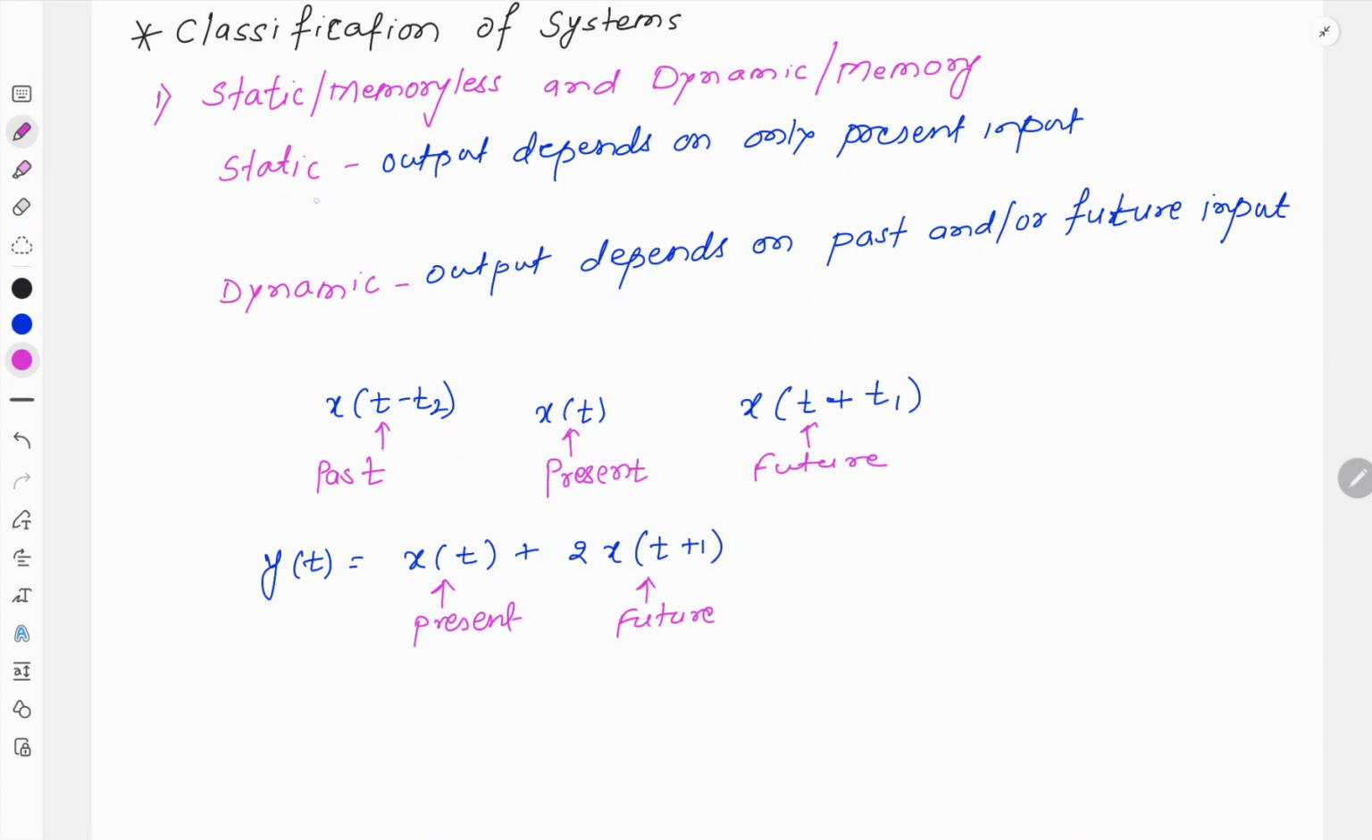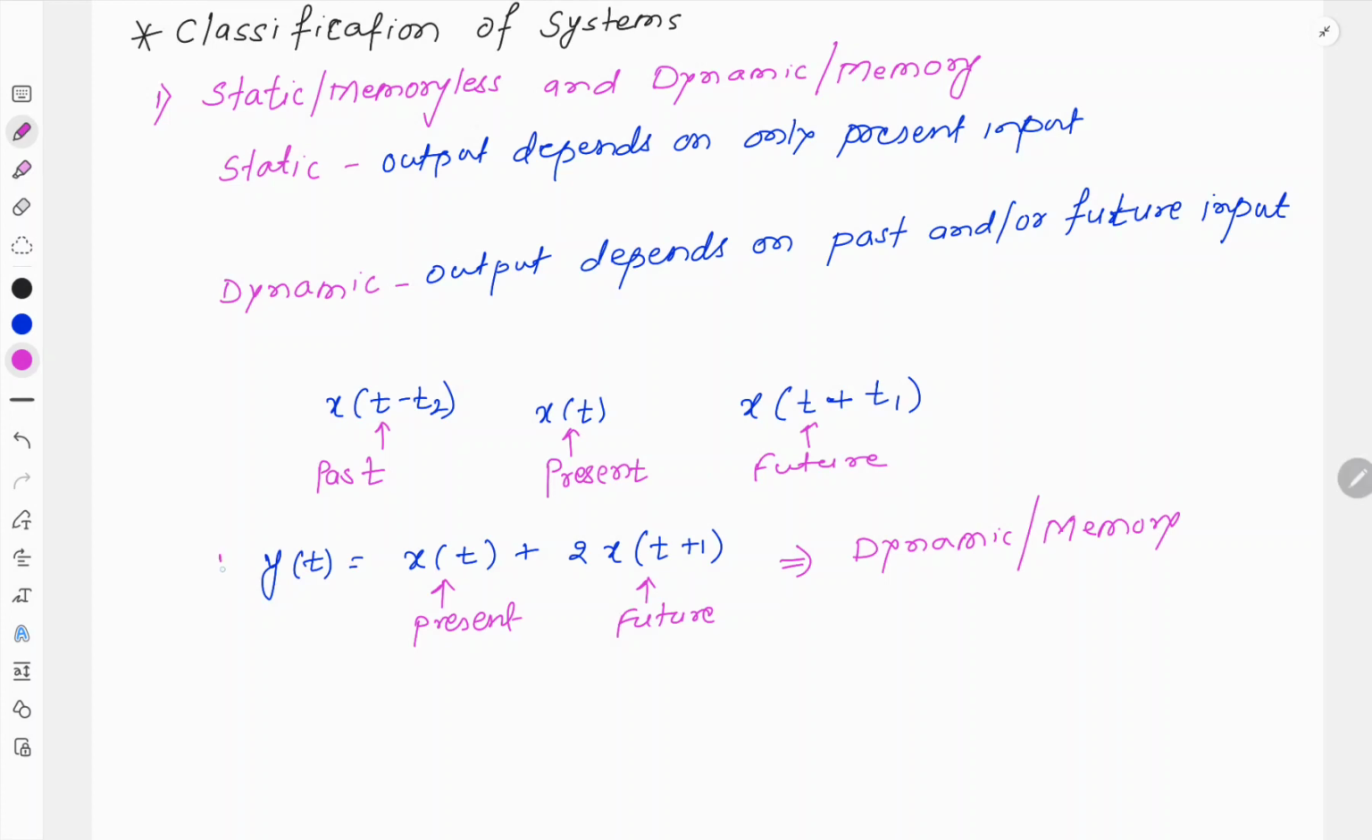Therefore, if we look at the definition of static, the system is static if output depends only on present. But here in our case, it is not simply present, it is future along with the present. Therefore, the system is called as dynamic, or it is also called as memory system. Now why it is called as memory system? Because in order to have the future input applied to the current time instance, we need memory blocks so that we can store this input and then we can apply it to the system. Therefore, this system is said to be dynamic or memory system.